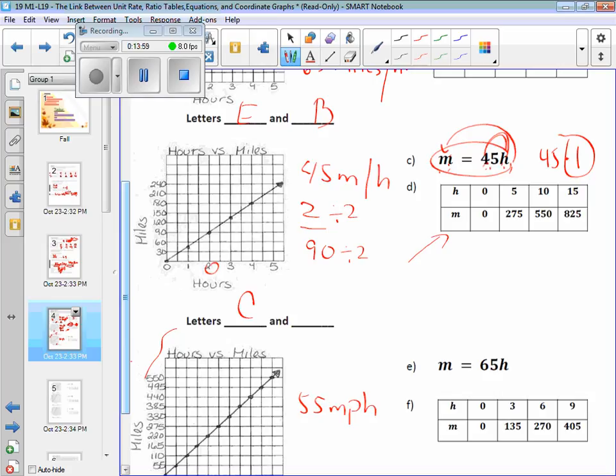Find the unit rate for this one. Remember your divisibility rules. They're both divisible by 5. Hold it, I want to hear from somebody I haven't heard from yet. Ben? If you do this correctly, guys, you get 55. Which of the coordinate planes is 55 miles per hour?